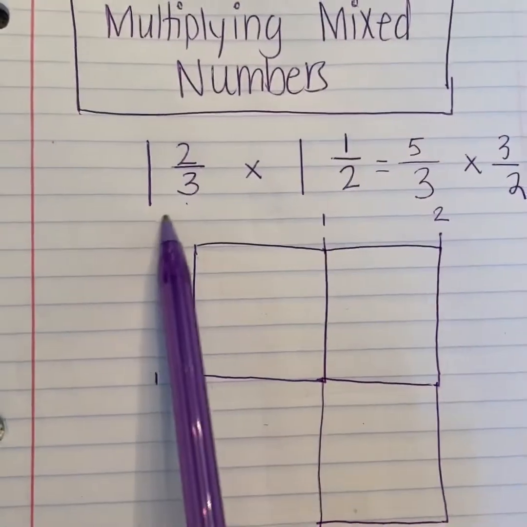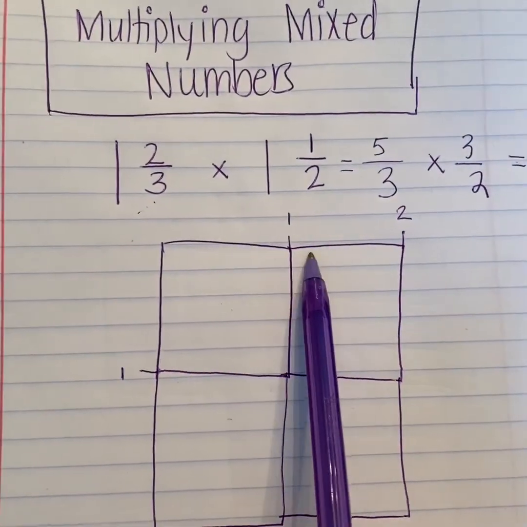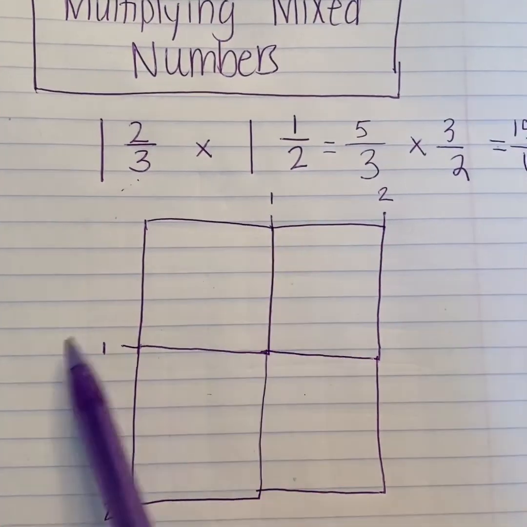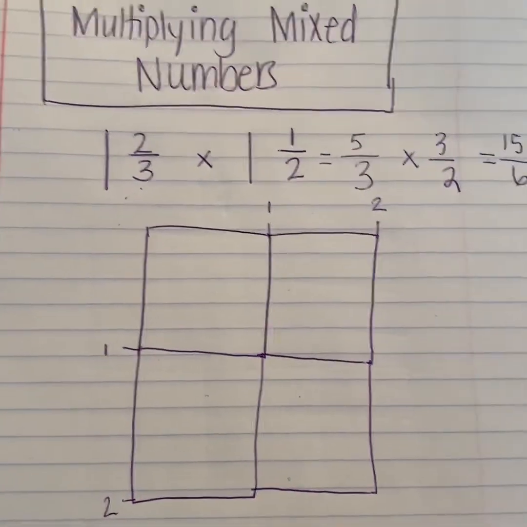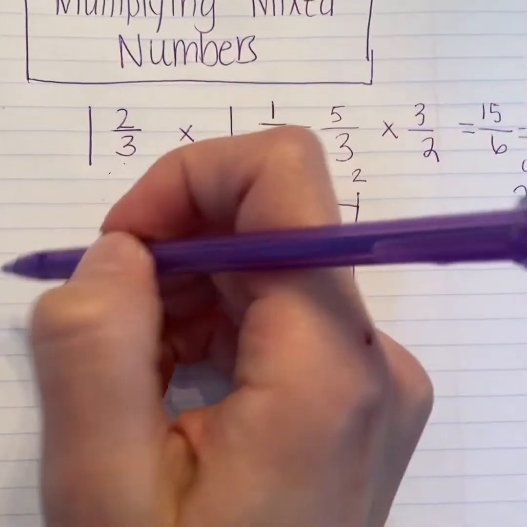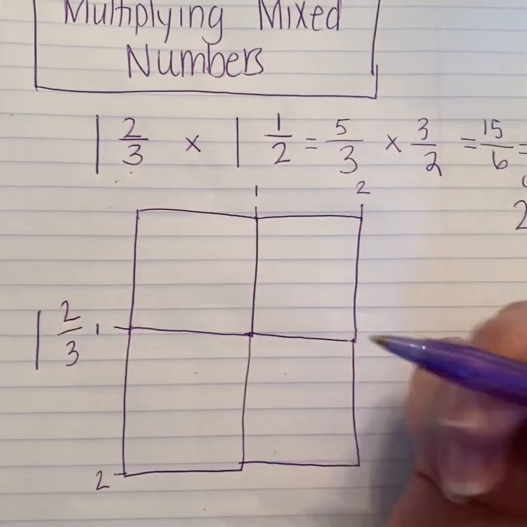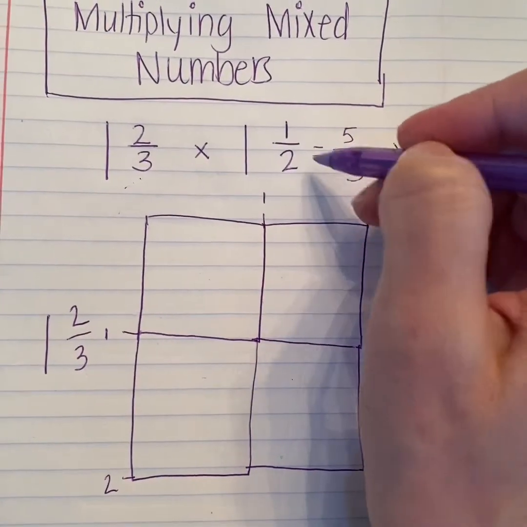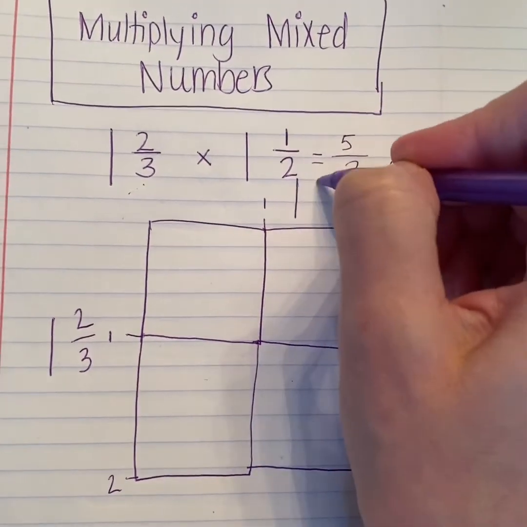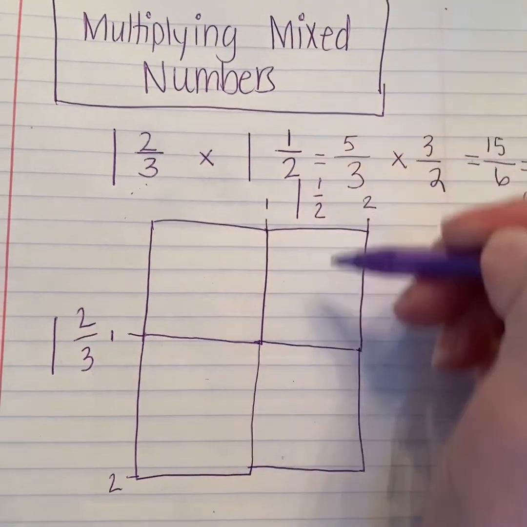So let's go to the first fraction. We have 1 2/3, and then we have 1 1/2. We have to pick where we want to place these on our area model. So I'm going to go ahead and place mine here. I have 1 2/3. It doesn't matter which side we put them on, right? Because of the commutative property of multiplication. We have 1 1/2, okay?